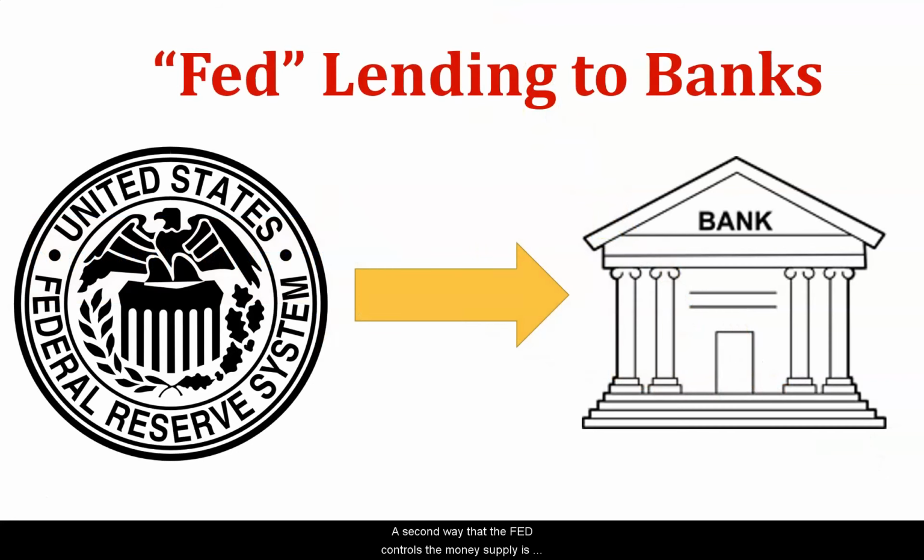A second way that the Fed controls the money supply is when the Fed lends to banks. Well, why would a bank require a loan from the Fed? Sometimes banks are in need of reserves if they fall short of the required amount. If this were to occur, then the Fed can lend funds to the bank to make up the difference.